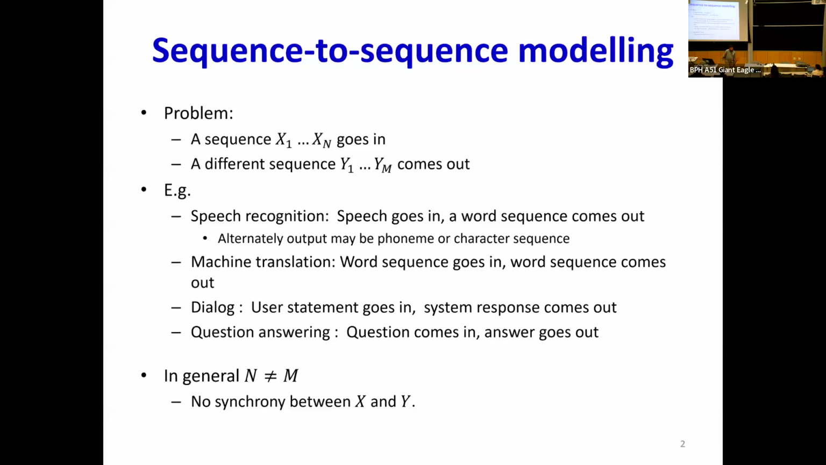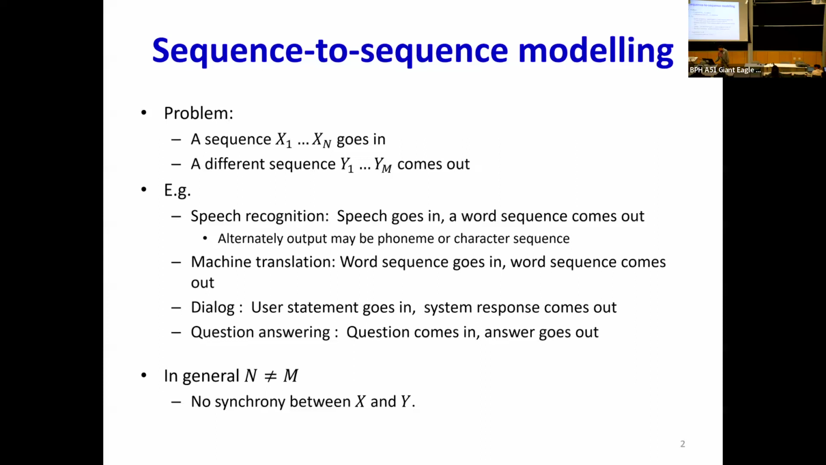A dialogue system: I pose a query, a response comes out. Question answering: I pose a question, an answer comes out. Language models, the large language models that all of you have definitely been poking around with. What goes in and what comes out may not be the same length at all. But the general problem is one of conversion of one sequence to another.